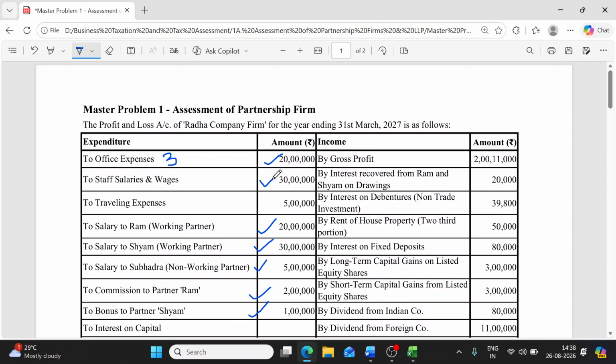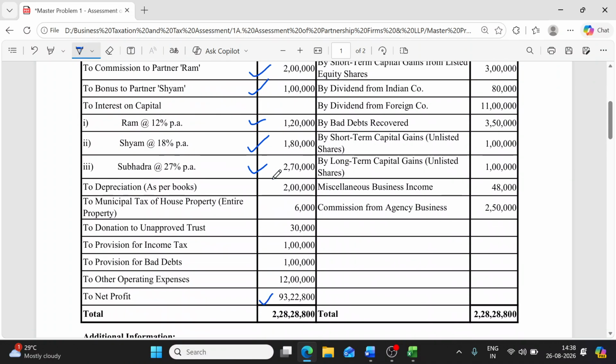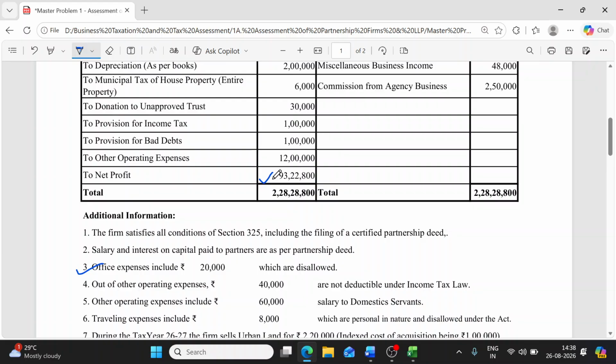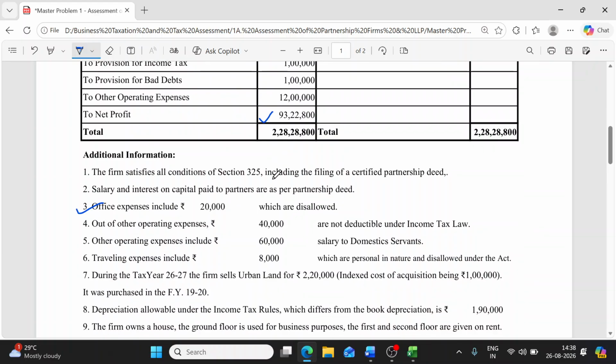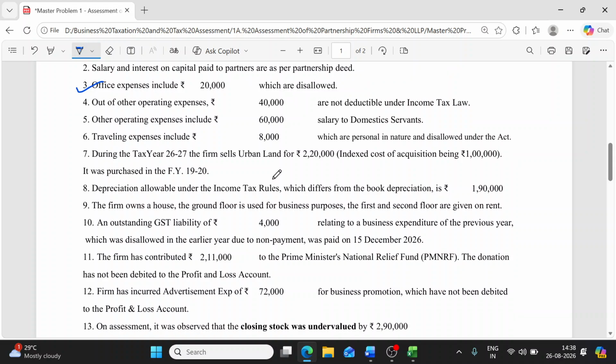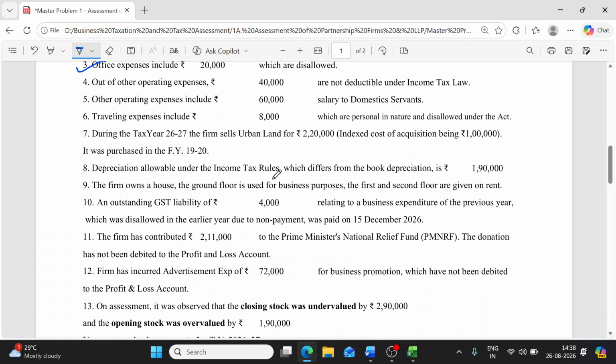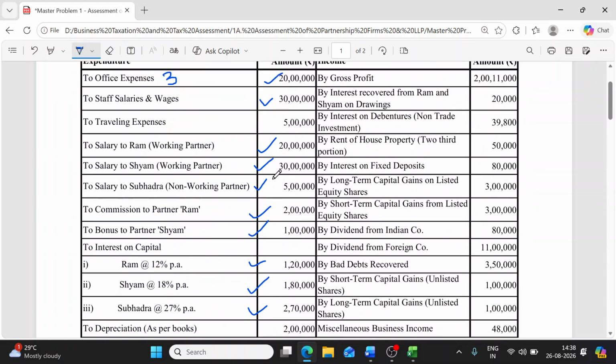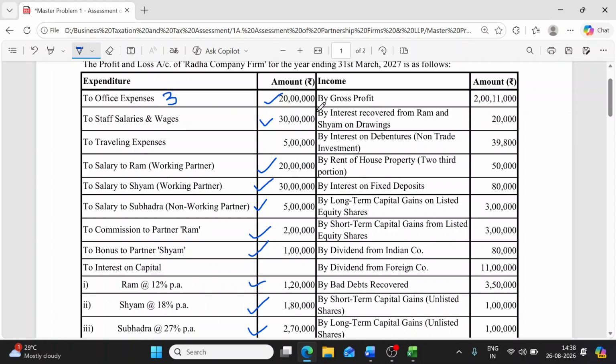I think staff salaries and wages technically are business expenses, but let's see whether there is any adjustment related to staff salaries and wages. So 1, 2, 3, 4, 5, 6, 7, 8, 9, 10, 11, 12, 13. None of the adjustments is connected with these staff salaries and wages, and this is pure business expenditure. So this is not non-business expenditure, so don't do anything. Now the next thing is traveling expenses, and total is 5 lakh. So let's find out whether there is any adjustment.